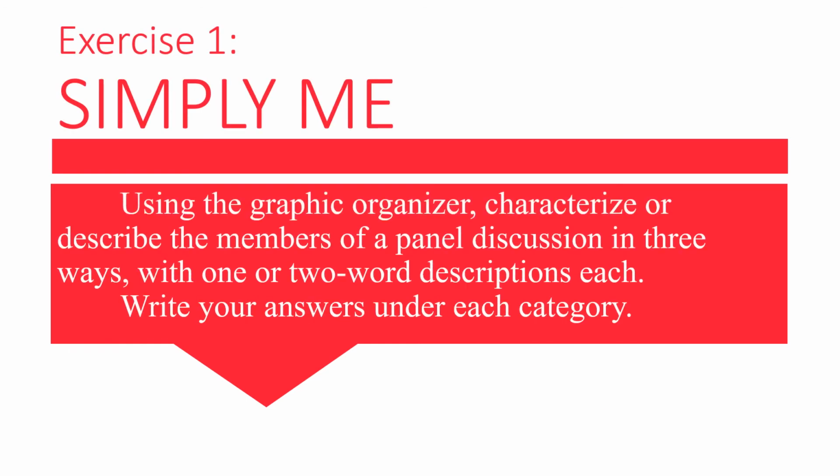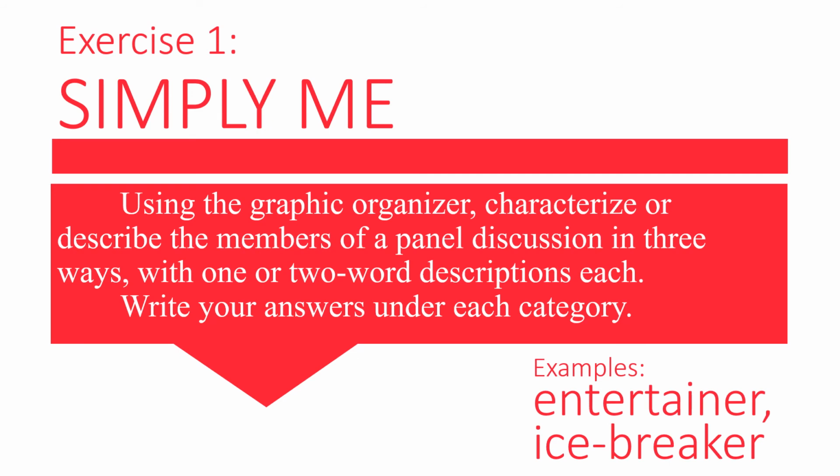Let's measure how much you learned by answering the activities prepared for you. Your first activity is entitled Simply Me. Using the graphic organizer, which will be shown to you later on, characterize or describe the members of a panel discussion in 3 ways, with 1 or 2-word descriptions each. Write your answers under each category. Examples of words to characterize or describe them are entertainer or icebreaker.